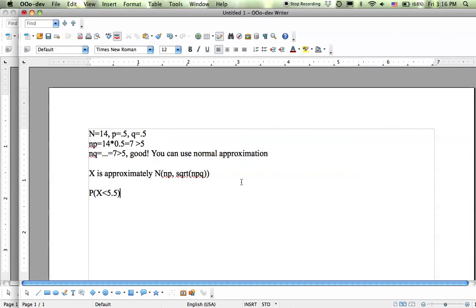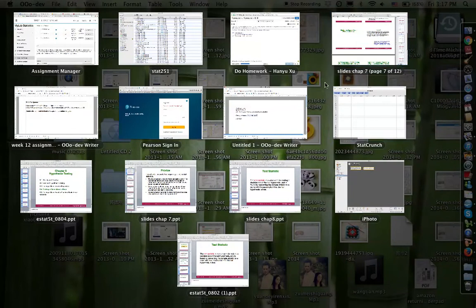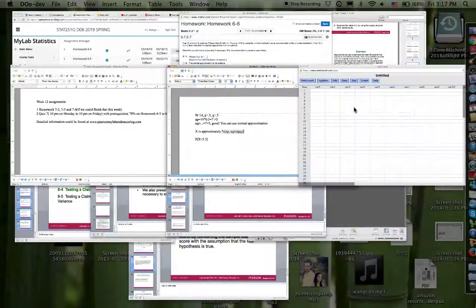If you still remember, there's a table saying bigger than, smaller than, how to really calculate using the normal approximation. Okay, so this question becomes, what is the probability of x smaller than 5.5 when x follows this normal distribution? Okay, then let's find that in StatCrunch. Let's see where it is.